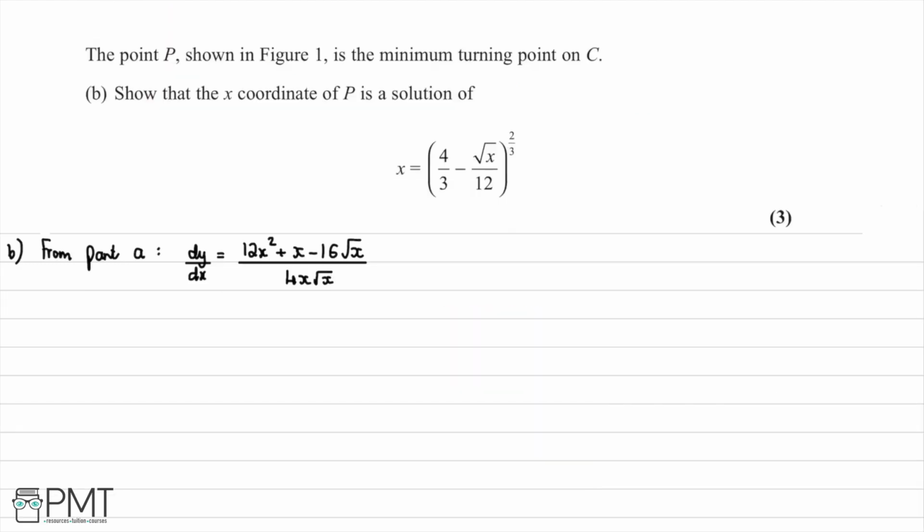So in part B of this question, we're told some further information which relates to the graph. We're told that the point P, which I already mentioned, is the minimum turning point on C.